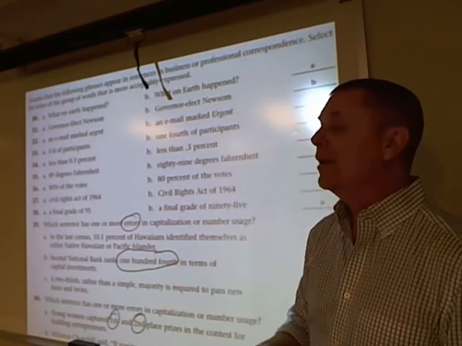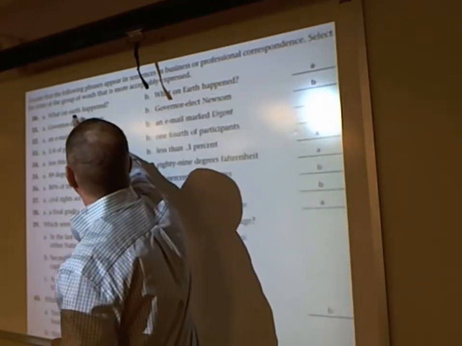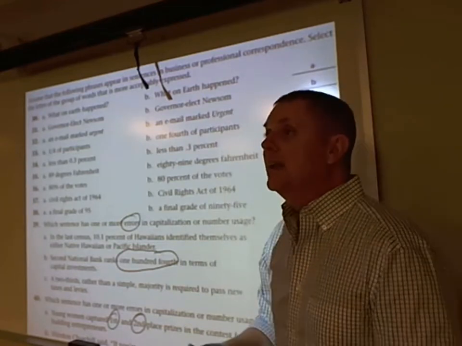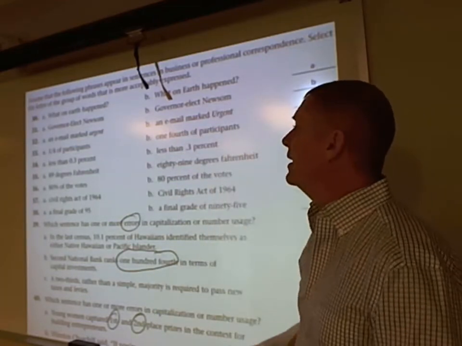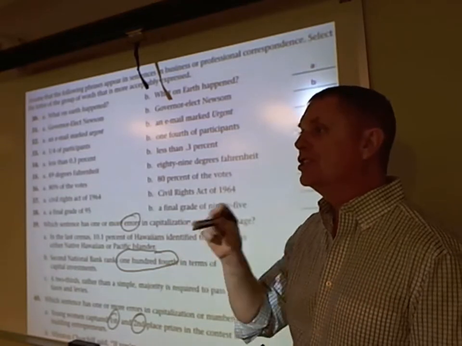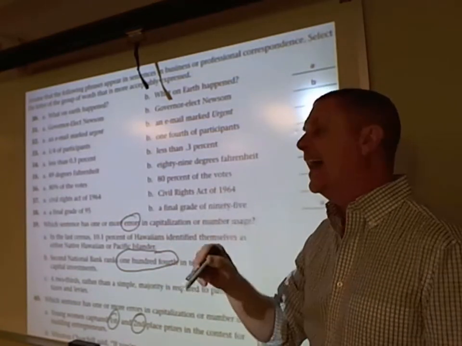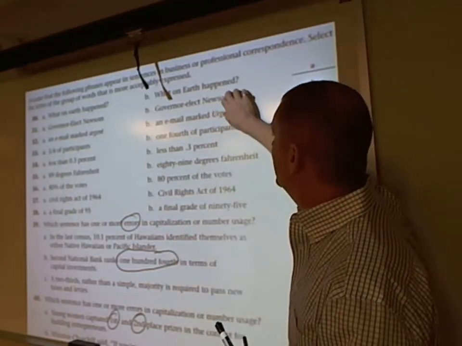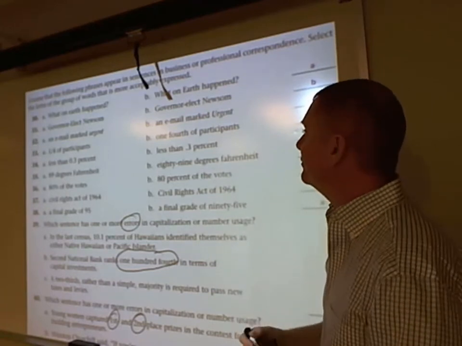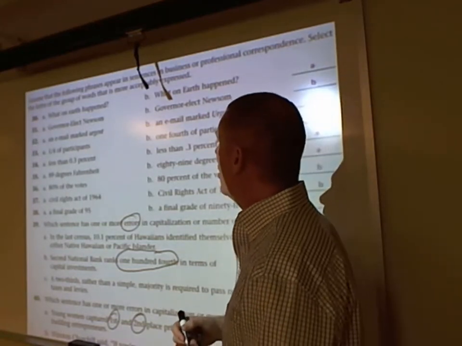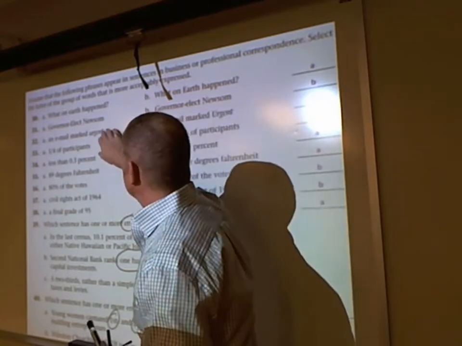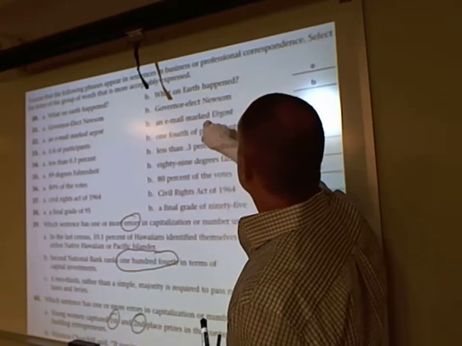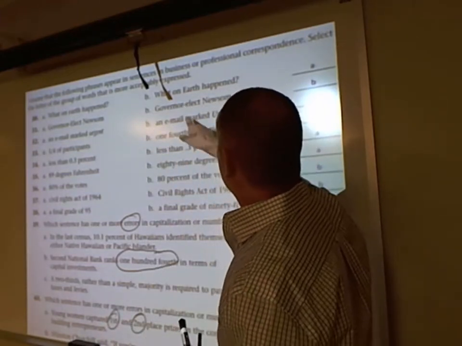Okay, Governor-elect Newsom. Governor is preceding the word Newsom, so it's Governor Newsom, which is capitalized, but the words self and elect are not capitalized, but they are still hyphenated, so letter B is going to be your correct answer. Number 32, an email marked urgent. It should be italicized and capitalized. So let's see if that's the issue. Yes, italicized, and if it says marked or stamped, the word that follows will be capitalized with italics. So letter B is your correct answer.